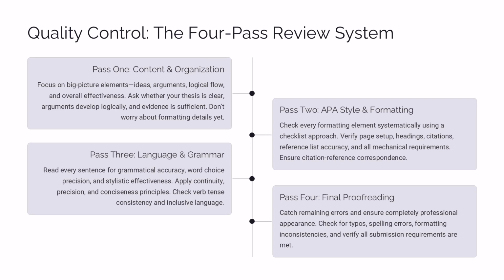Pass 2 addresses APA style and formatting requirements comprehensively. During this pass, check every formatting element systematically: page setup, fonts, spacing, margins, heading levels, citation formats, reference list accuracy, and all mechanical requirements we've covered throughout the series. Use a checklist approach for Pass 2 to ensure you don't miss any formatting requirements.